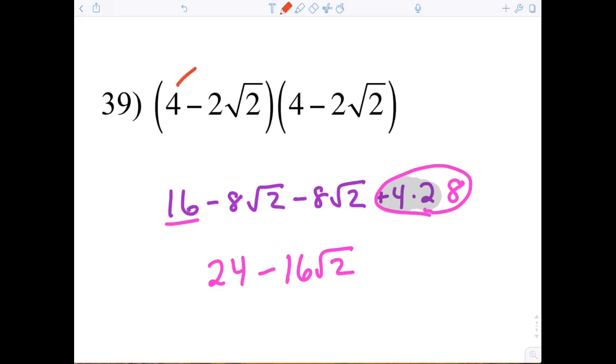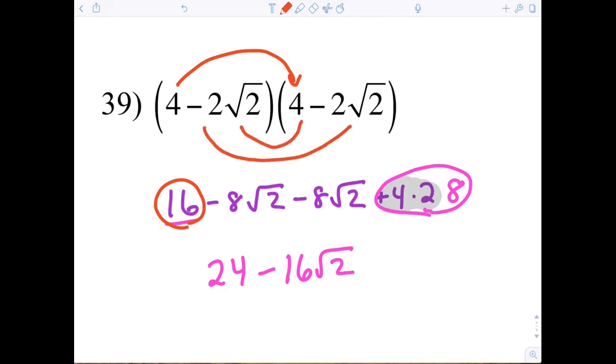Remember, the first thing you do is 4 times 4, which is 16. Then you do the 2 smiley faces. You with me on this? And then the last part, which throws some kids off, 2 radical 2. You good with that?